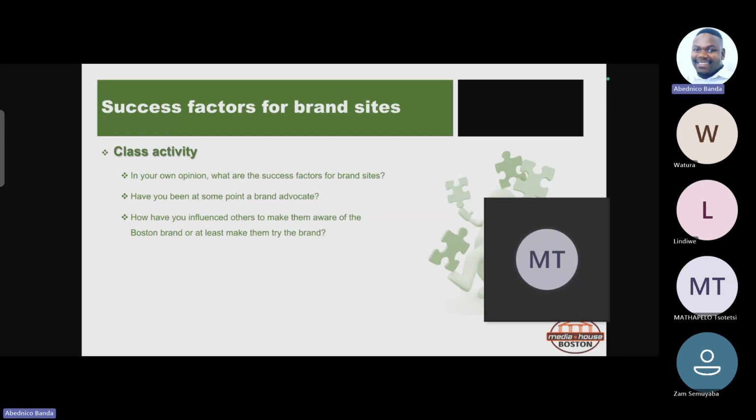Guys, since I'm using a phone version, I cannot see who is in and who is there, but I'm assuming that there's Zemzem. I'm assuming that there's Lindy because I can only see MT on my screen and I think it's Matapelo. Yes, sir, let me tell you, we're here. There's Watura. There's Lindiwe. There's Zam. There's me. I cannot see the other three, but somehow I can feel in my soul that there's a Zemzem lingering. All right, guys. Sir, I'm still listening.